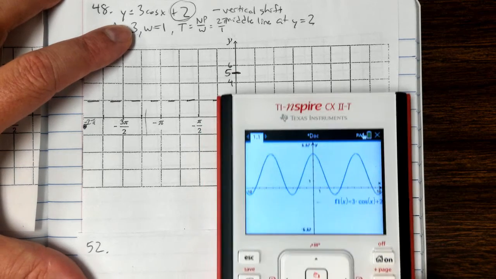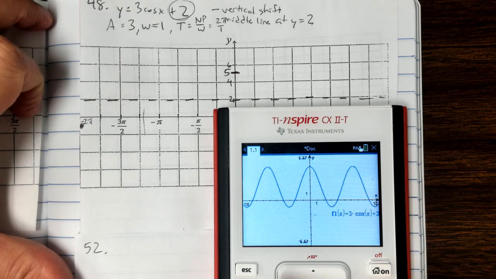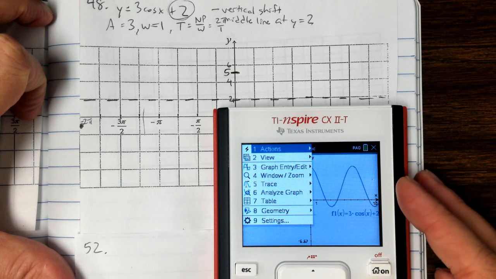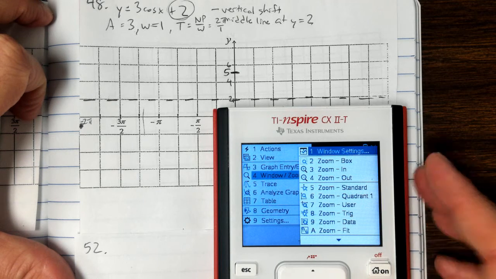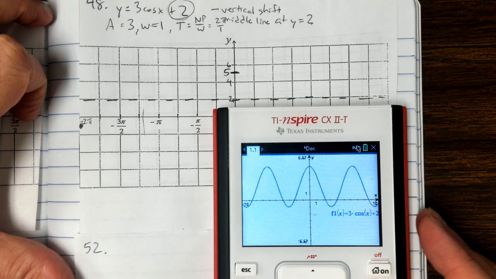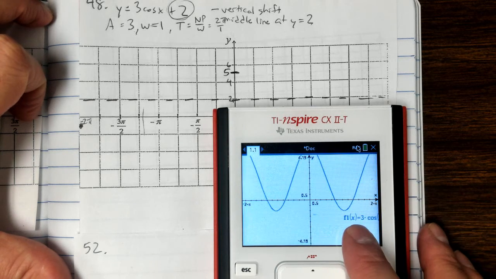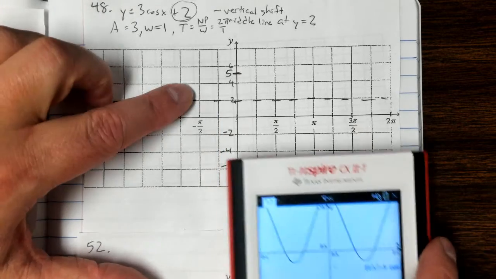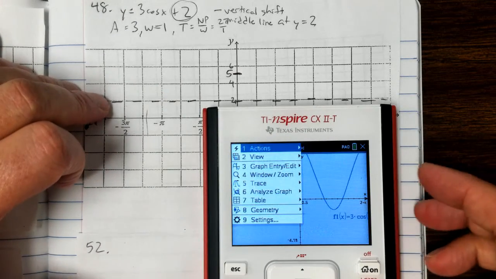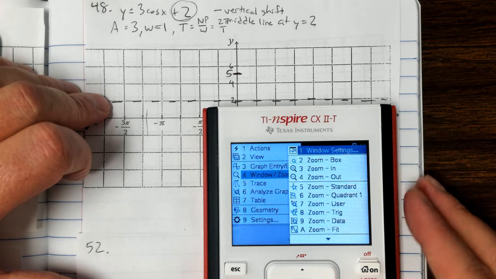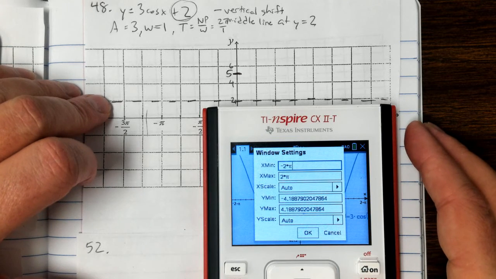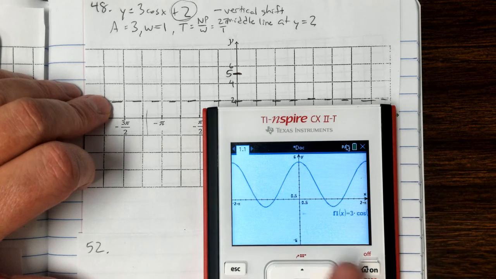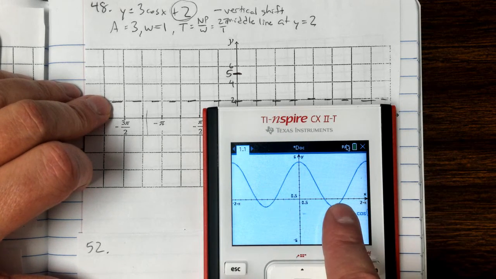The other thing we mentioned is you'd want to use a trig window instead of from negative 10 to 10. So window, and then the trig window is number 8. And so there's that. And we're going to use from negative 6 to 6 for ours. Window settings, negative 6 to 6. Okay, so it's basically going to look like that.